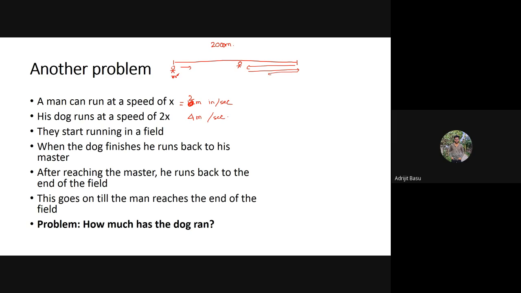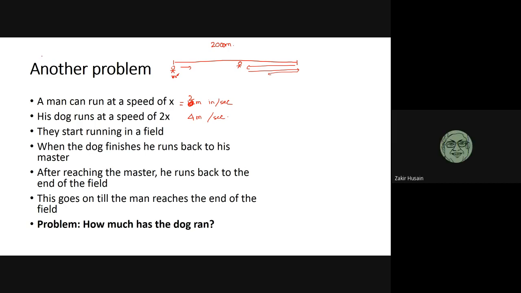Sir, not much, but both are starting to run from the same point, right? Yeah, they're starting now from here. The man, the dog is reaching the end and again coming back to the man. Yes. Sir, I guess the dog runs 300 meters the first time, and then in the subsequent trials, he runs half the distance every time. So I think we sum those up.